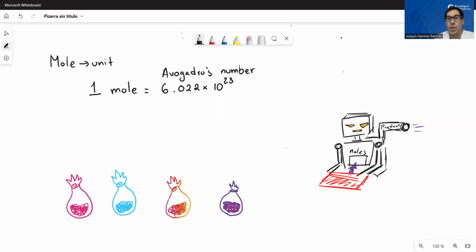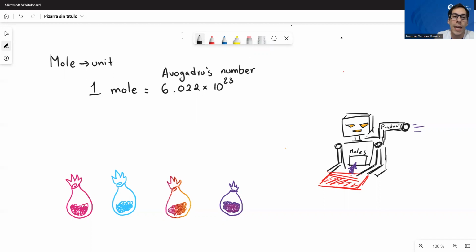So it's a huge number. You have to move the decimal point 23 times to the right to get the number. So it's a million of a million of a million of a million. And the number must be that large because atoms are so small that you need to gather a lot of atoms so you can measure a significant amount or a significant mass on a scale.